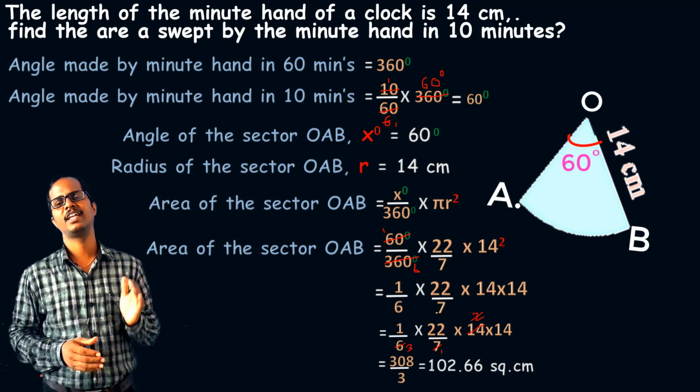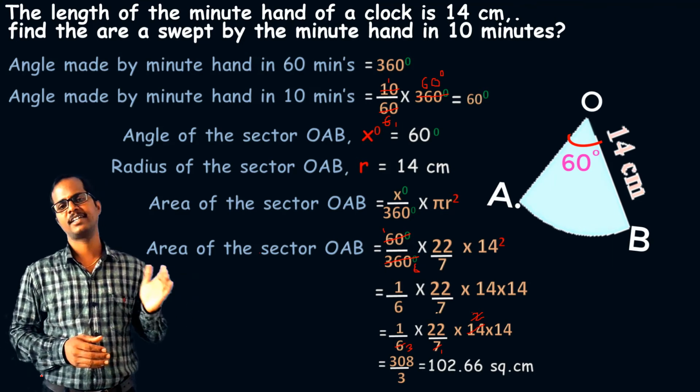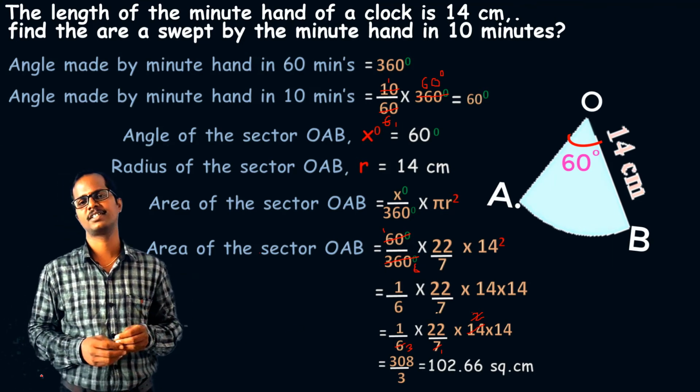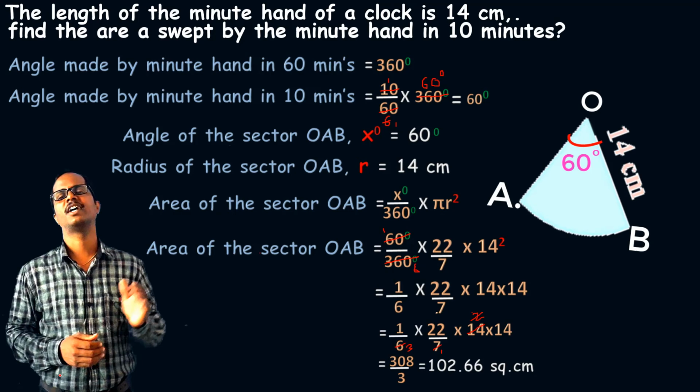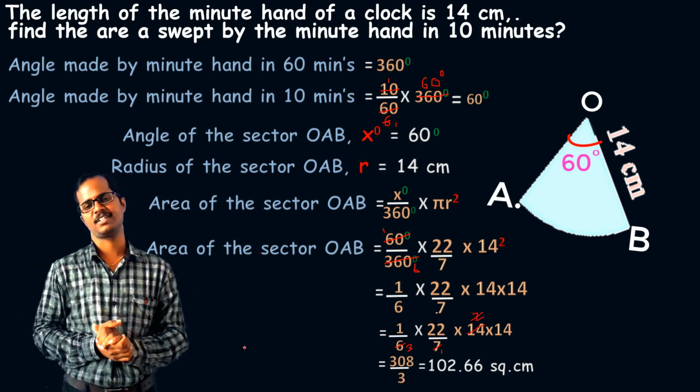Therefore, the area swept by the minute hand of a clock whose length is 14 centimeters in 10 minutes' time is 102.66 centimeters square.